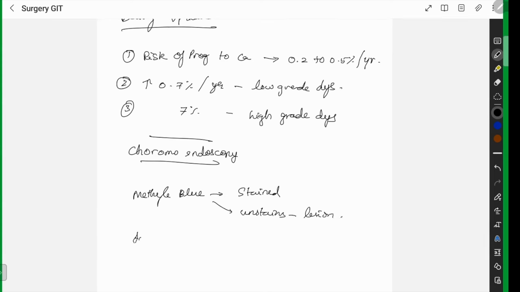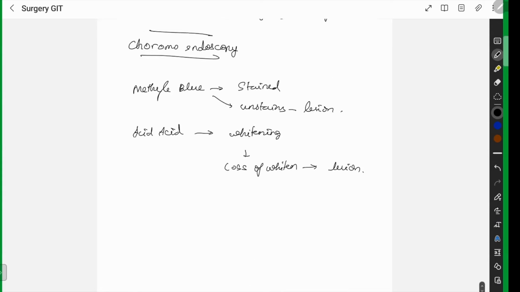Similarly, when you add acetic acid, it causes whitening. If there is a loss of whitening, then you will be suspecting a lesion. That lesion, most probably, will be Barrett's. Okay, so this is one particular technique you use to differentiate.